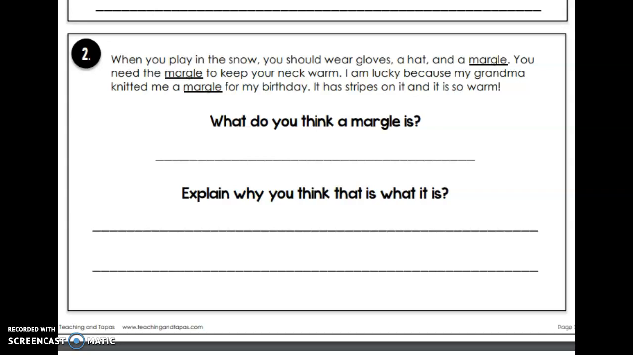If we look at the second sentence here, it says that you need the margle to keep your neck warm. So they're giving us an example of what that margle is used for. So our context clues that we're using is an example. So we know that something that is worn around your neck to keep you warm during the winter is a scarf. So using our context clues, we know that the word margle is a scarf.